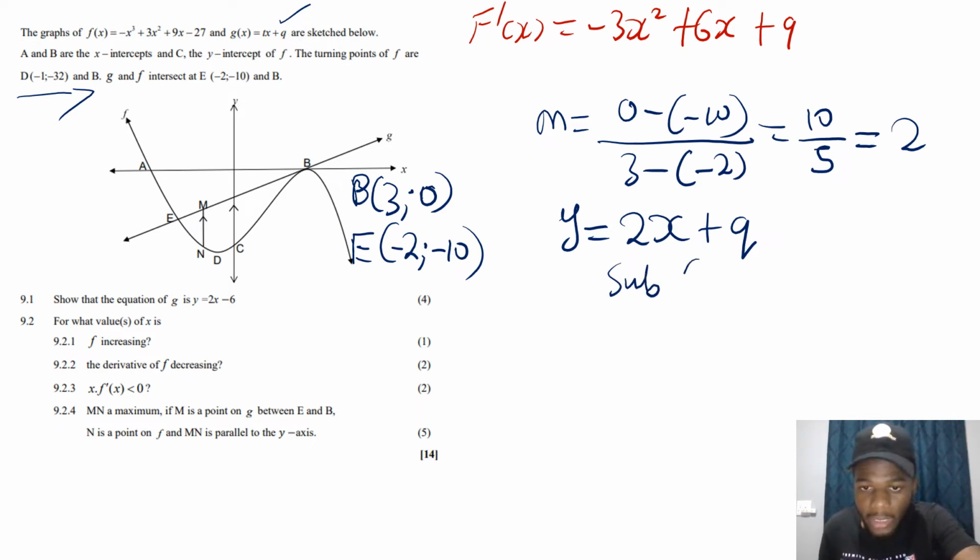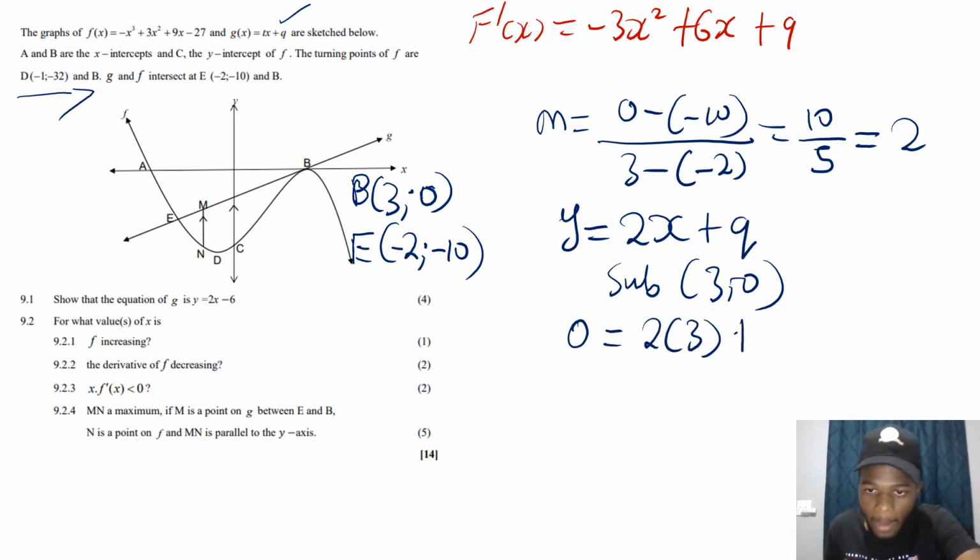Even if we use the point E, it's still the same. Okay, and then we're going to substitute this point into our equation to find the value of q. So where there is y, I'm going to put 3. Then when there is x, I'm going to substitute 3 plus q.